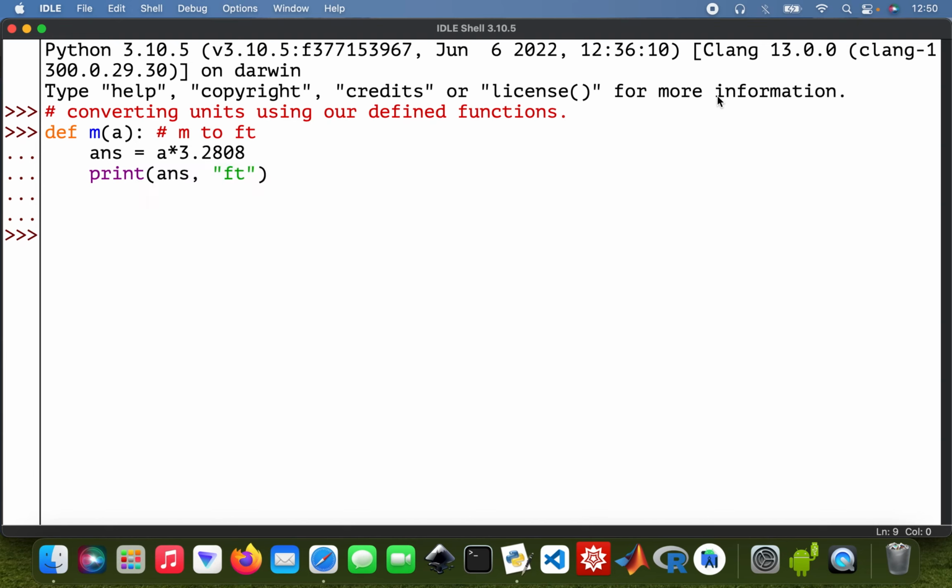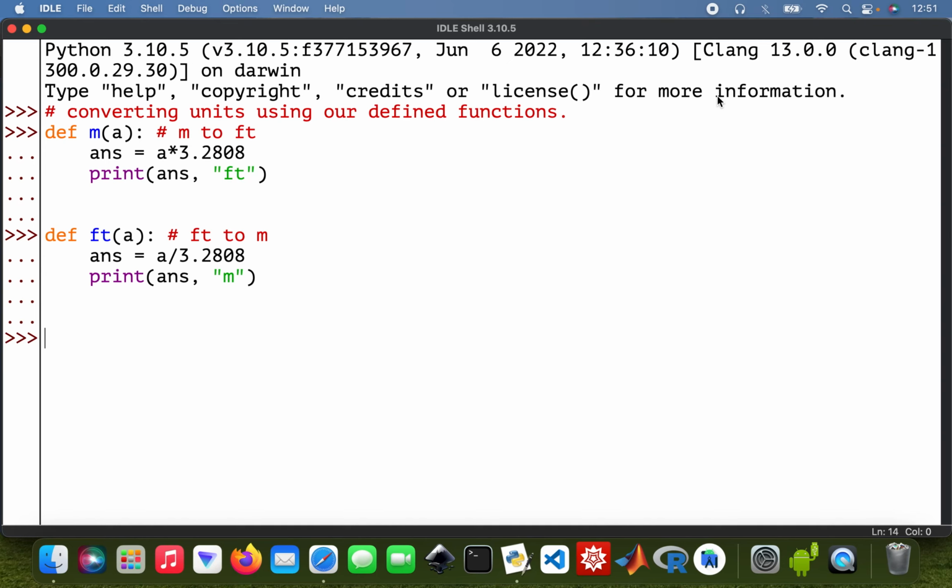Okay, cool. I'll do the opposite, so define my feet, so a, and that'll be feet to meters. Then my answer will equal a divided by 3.2808. Then print my answer, and I'll put my units there as meters.